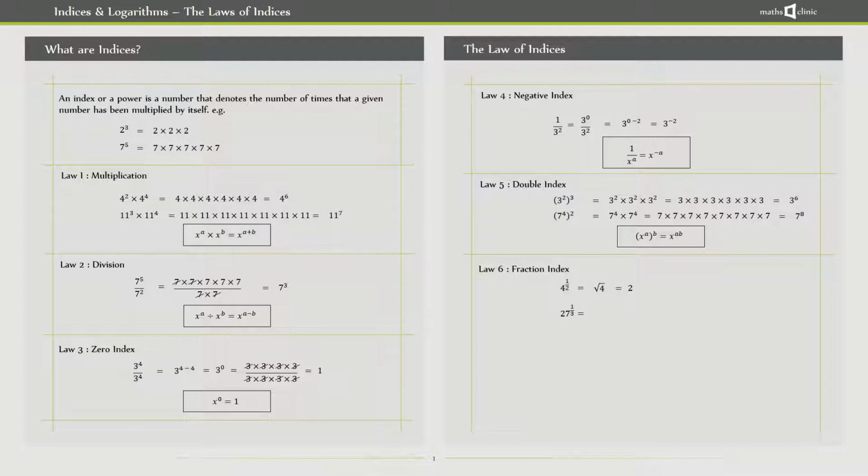Okay, so pretty much anytime you have a number raised to a fraction index, you basically just look at the denominator there and find the root of that number based on that denominator. So our fraction index law says that if you have x to the power of 1 over a, you simply find the a-th root of x. Simple, straightforward. That is our law.